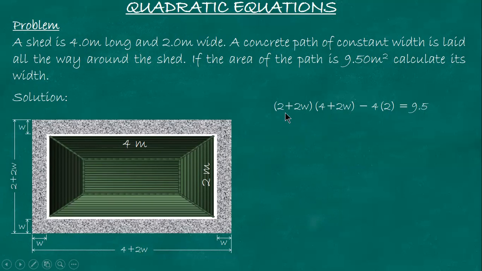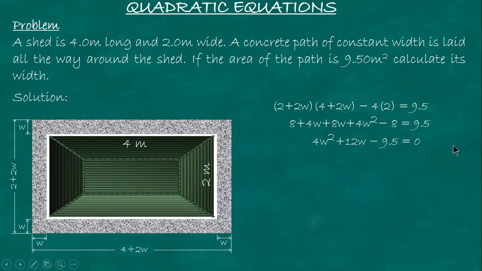So distribute, expand. 2 times 4, 8. 2 times 2W, 4W. 2W times 4, 8W. 2W times 2W, 4W squared, minus 8, equals 9.5. Combine like terms. 4W squared, add 12 W. The 8 and 8 cancel. And the 9.5, transpose it to negative 9.5.